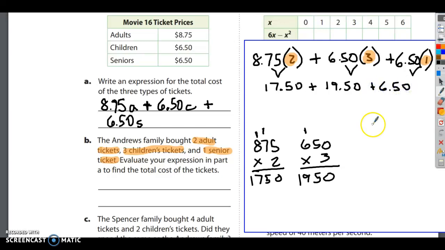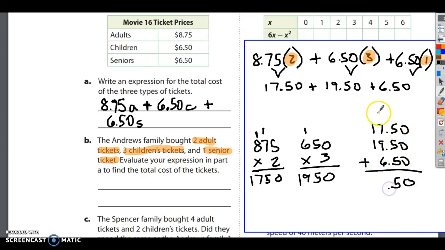So now I just simply need to add those up. I've got 17.50 and 19.50 and 6.50. And 0 and 15. I'm going to add out of order. Watch. 1 plus 9 is 10, 17, and 6 is 23. And I get 43.50. The answer is $43.50.